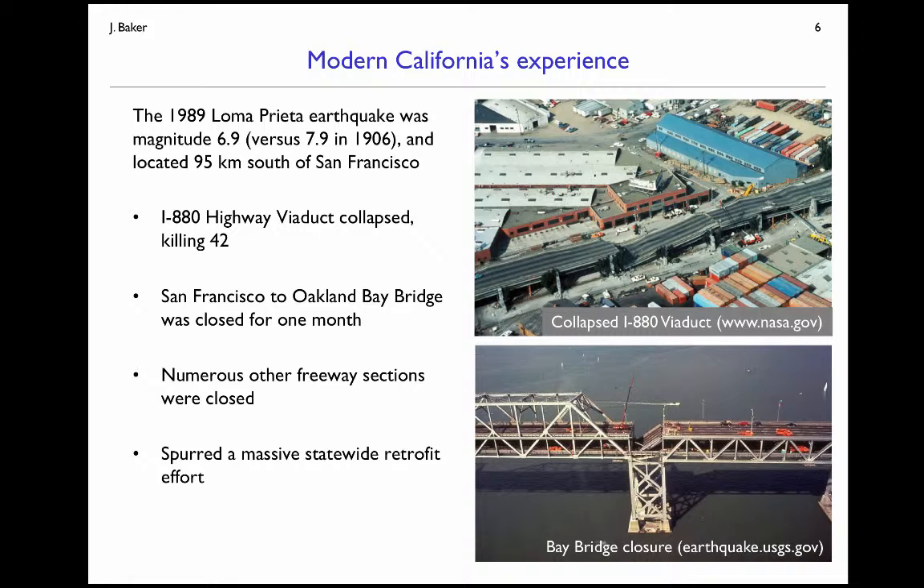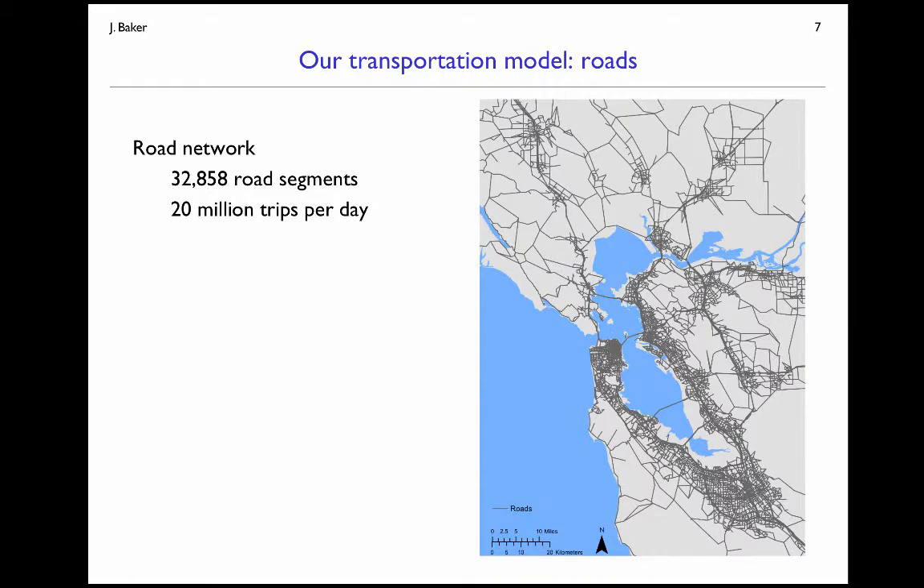And then this collapse necessitated a reevaluation and actually a construction of a replacement bridge. We'll talk about that in just a second. These were the 2 highest profile failures. There's numerous other freeway sections that were closed. And this experience, combined with the 1994 Northridge earthquake in Southern California, spurred a massive statewide retrofit effort to upgrade these transportation systems, and notably the bridges, which are known as weak links in the system, or vulnerable to shaking at least.